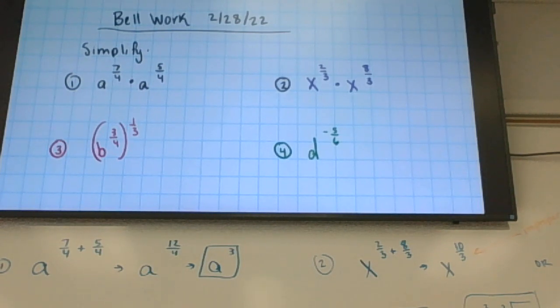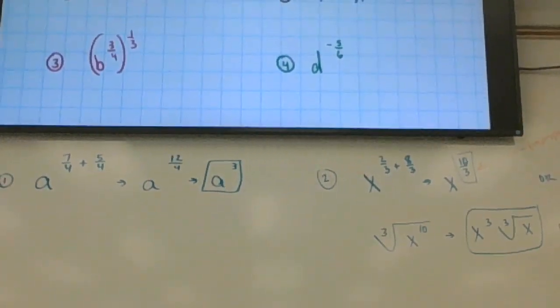Another way to do it is your fraction form of 10/3 is 3 and 1/3, writing it as a mixed number, so that you can split x to the 3rd times x to the 1/3. I definitely am working towards that. I haven't done this with you in class yet, but we're working towards that. Okay, number 3.